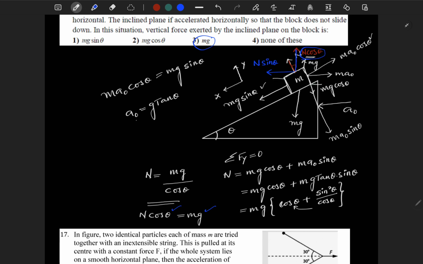So therefore, in simple terms, if you read the question clearly, the inclined plane, if accelerated horizontally, the vertical force exerted by the inclined plane has to be mg, because when mg is downwards, if you apply the same mg upwards, it will be at rest along the vertical. Forget about horizontal, only vertical is concerned. So that should be n cos theta, which is the answer.